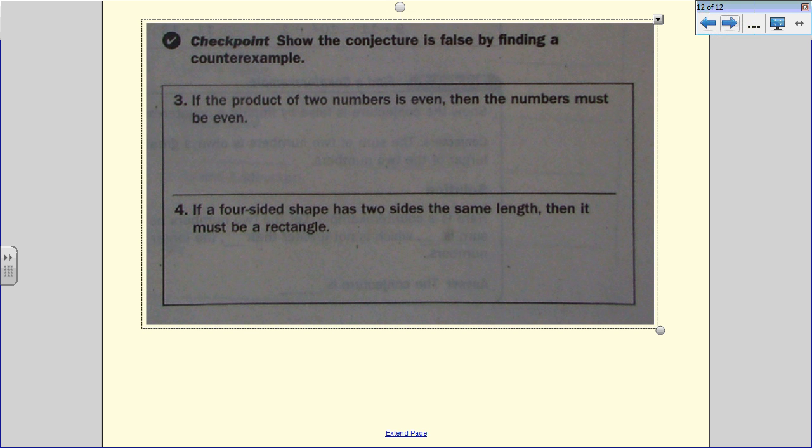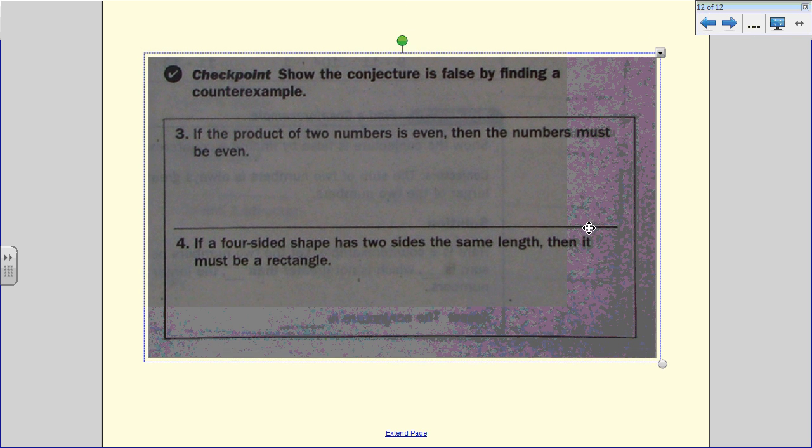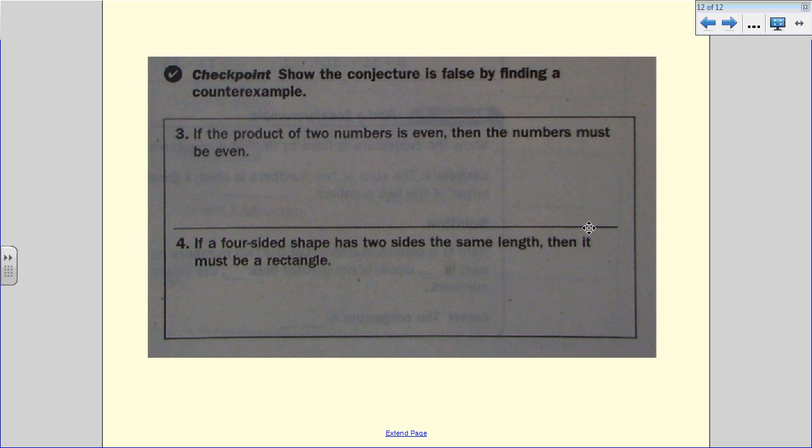And so here is your last checkpoint. Show the conjecture is false by finding more counterexamples. So if the product of 2 numbers is even, then the numbers must be even. So you need to find a product, which is the answer to multiplication, that is even, but one of the two numbers was not even. And then if a four-sided shape has two sides the same length, then it must be a rectangle. So you need to come up with an example, a counterexample, or a diagram for that.